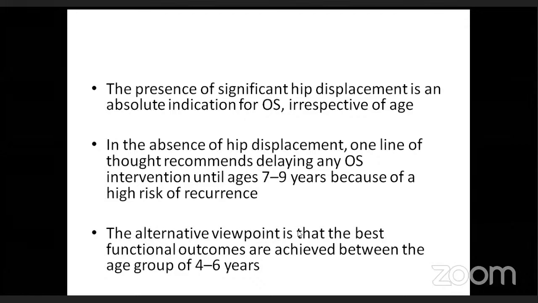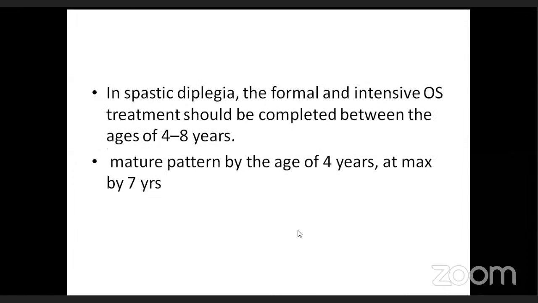So in the absence of hip displacement, one school of thought says that you can delay any orthopedic surgery till the age of 7 to 9 years because of high risk of recurrence once you operate. The second school of thought says that the best functional outcomes are achieved between 4 to 6 years. So there is some controversy and different schools of thought. However, I think 5 or 6 years should be good enough age for a child who has developed some contractures or some hip issues or some knee issues.